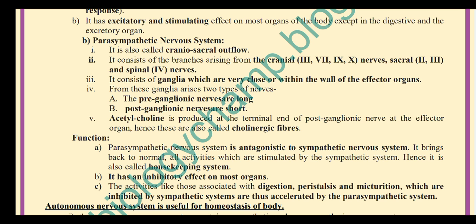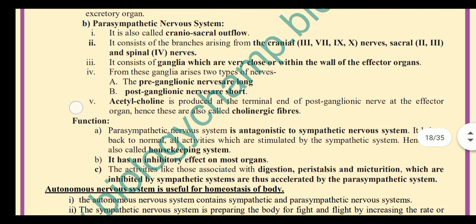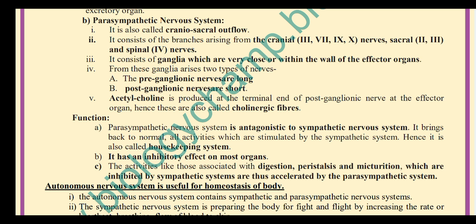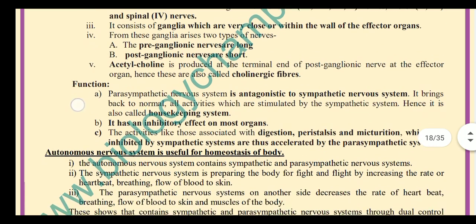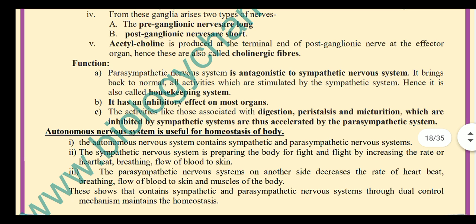Parasympathetic nervous system, it is also called craniosacral outflow, which is directly related to the cranium. It consists of the branches arising from cranial nerves 3, 7, 9 and 10, and the sacral 2, 3 and 4 nerves. It consists of ganglia which are very close to or within the wall of the effector organs. From these ganglia arise two types of nerves, preganglionic nerves which are long and postganglionic nerves which are short.